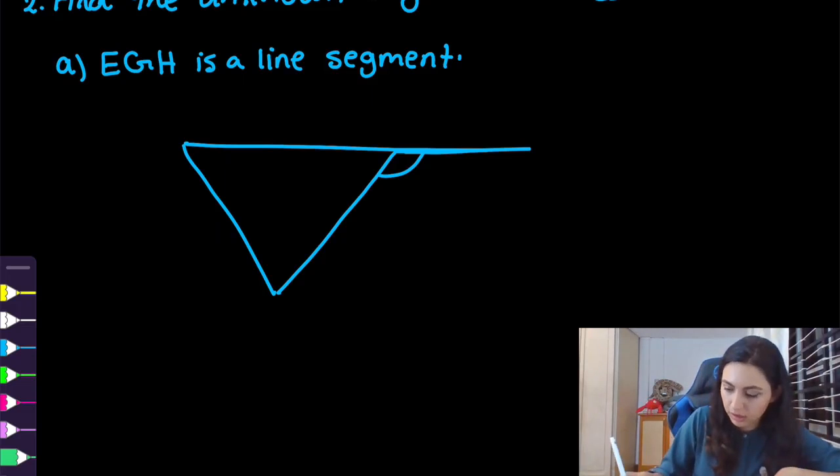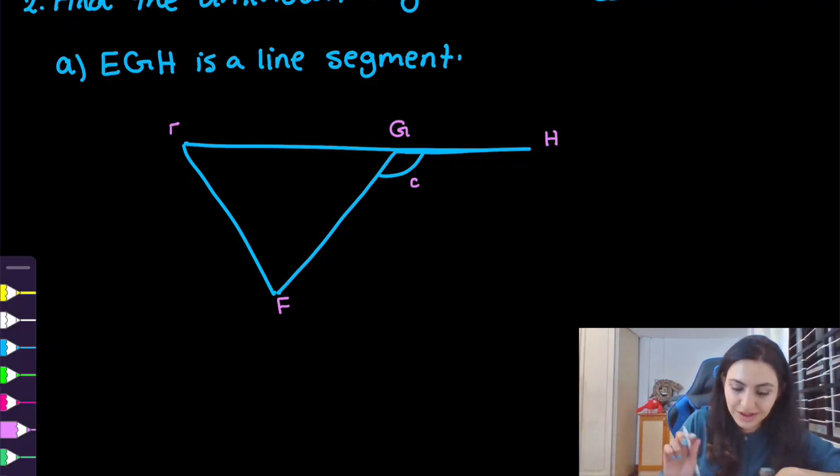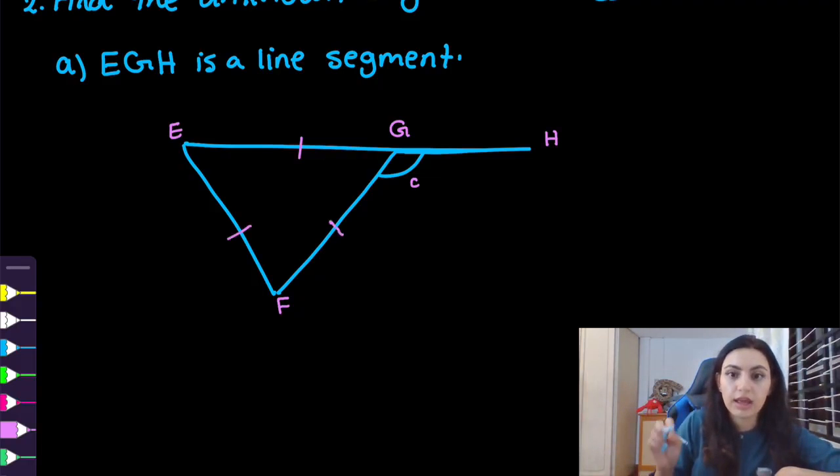I'm gonna put the labels for you. Choose this color. This is G, H, angle C, F, E. You have to pay attention to the symbols and the stuff that is given in the question. This means the angles in this triangle and the sides are equal.